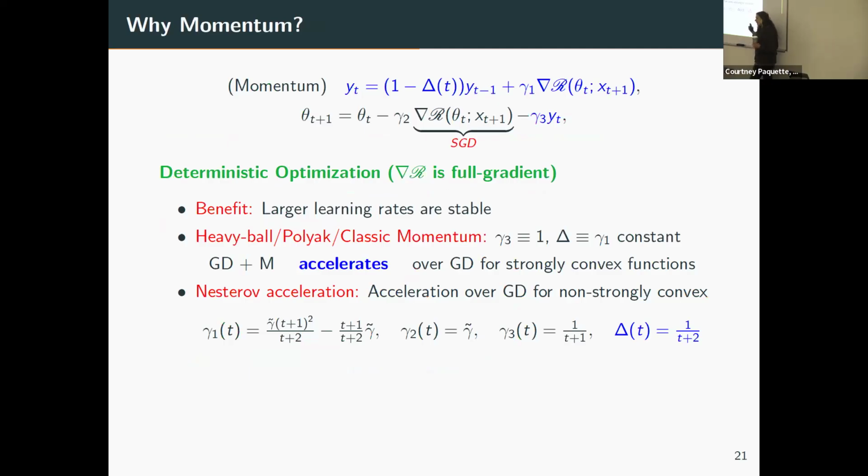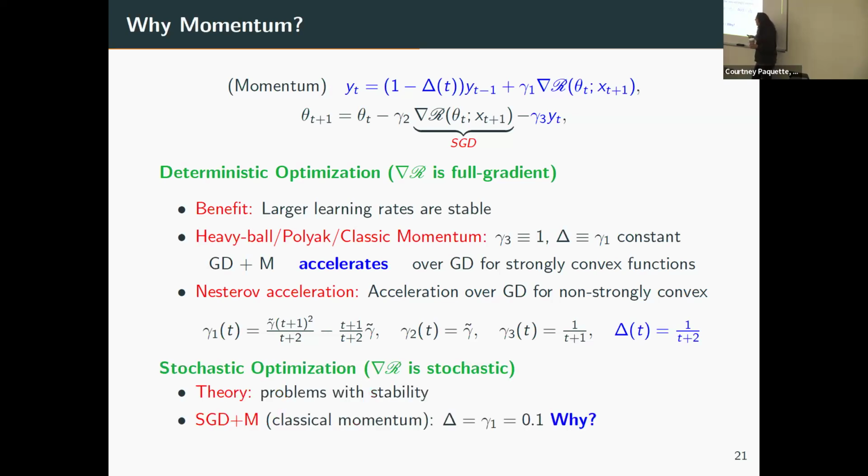Obviously, we know that in convex optimization, and strongly convex optimization, momentum is provably known to accelerate with certain choices for your hyperparameters. We have Nesterov, we have Polyak, etc. But you have to choose your hyperparameters very specifically, and they're not dimension dependent. The problem with stochastic optimization, for a long time, is that theory says basically you have stability problems. It just doesn't work very well.